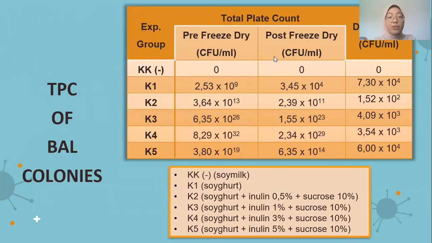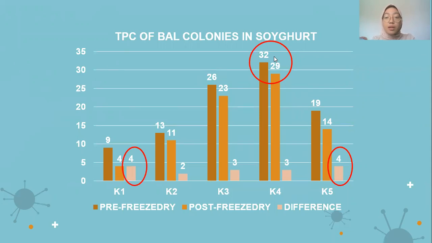So here's the result. I've already made a graphic so it will be easier to understand. Here's the graphic that I mean. The highest colonies number is in K4, while the colonies number in K5, as the highest inulin concentration, is lower than the K4. The colonies number in each group decreased as you can see here after the freeze-drying process, and the colonies number in the K1 after the freeze-drying process is lower than the minimum standard of SNI. That means the K1 isn't suitable for being consumed. As you can see in the graphic, the colonies number differences between before and after the freeze-drying process in the K1 and K5 are similar. Why? We will discuss it later.